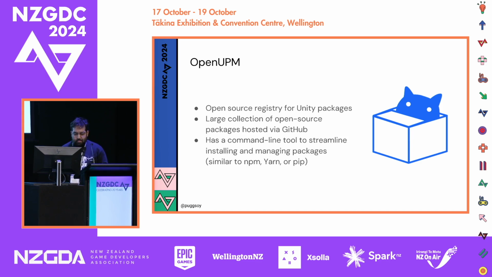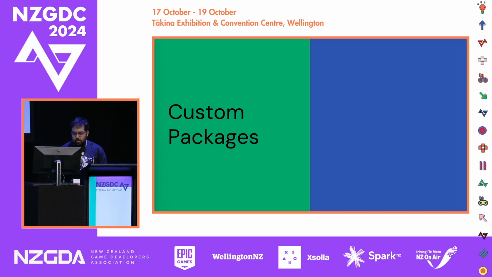It's got a command line tool to streamline installing packages as well. It's similar to npm or yarn if you've used those, I think that's for Node, and for other things like Python. So it's very similar to that and actually quite useful. So you don't need to edit the manifest yourself. So that's kind of the basics of how to use them, but the main thing for this talk is to talk about how to actually make your own packages instead of using other people's, which I think are quite useful.